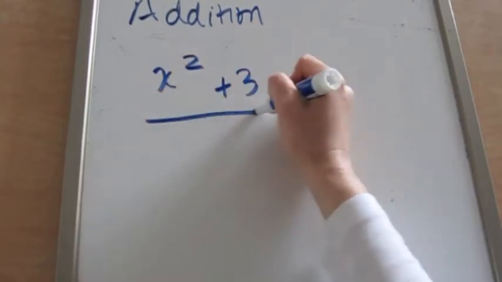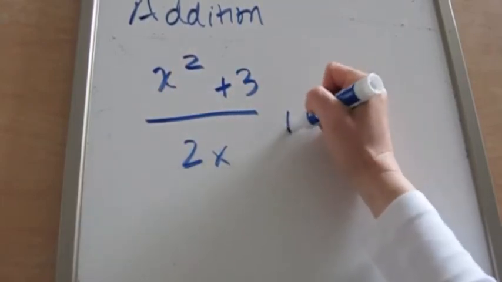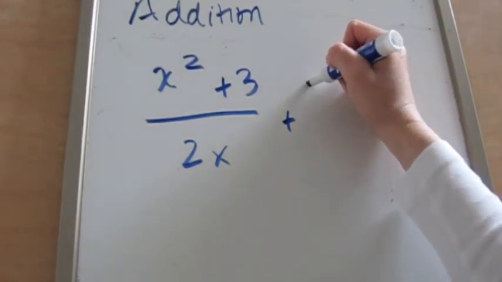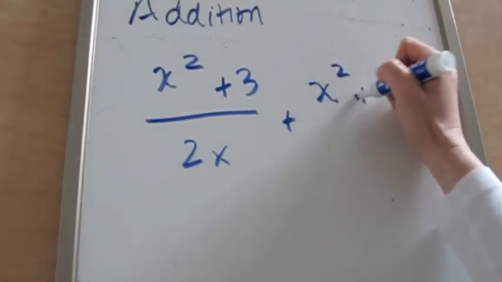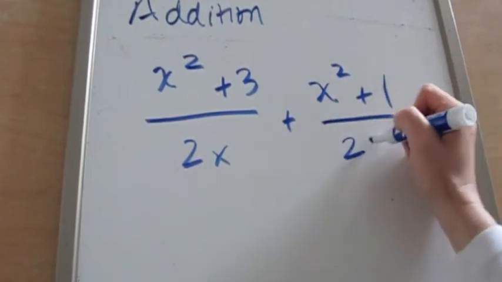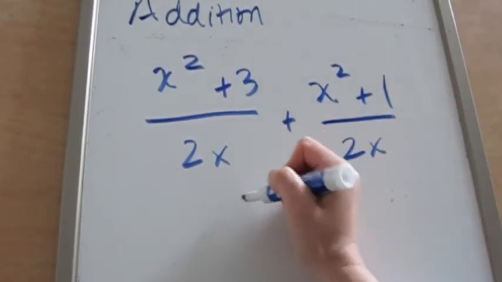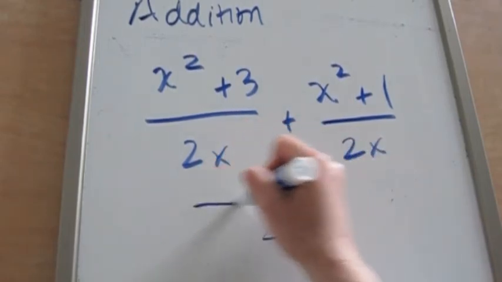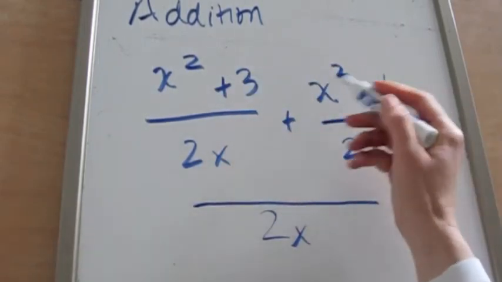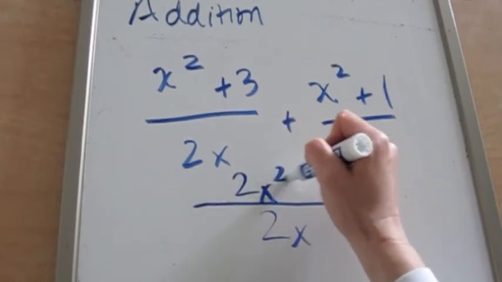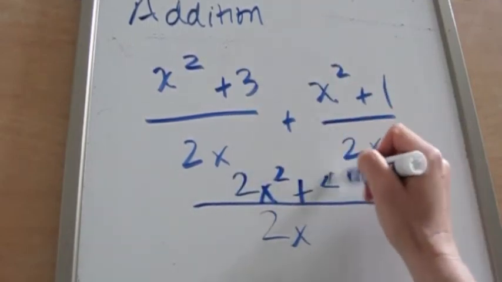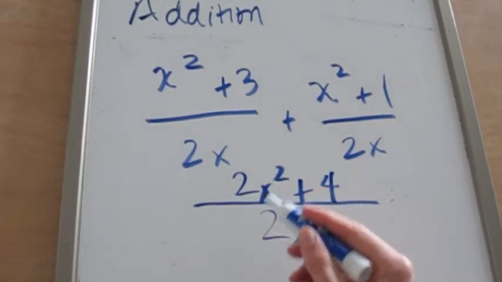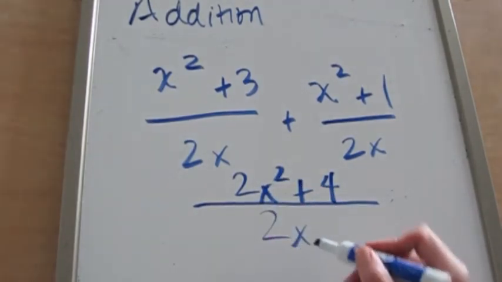Let's take a look at x squared plus 3 over 2x. Again, remember your main thing is to get common denominators. So if we add that with x squared plus 1, as long as 2x is the denominator, you keep that. It stays the same, and you just combine the numerators. Again, you're looking for like terms. So I'll get 2x squared because the coefficients are 1. My constants are 3 and 1, so I get 4. Here I can actually factor out a 2.